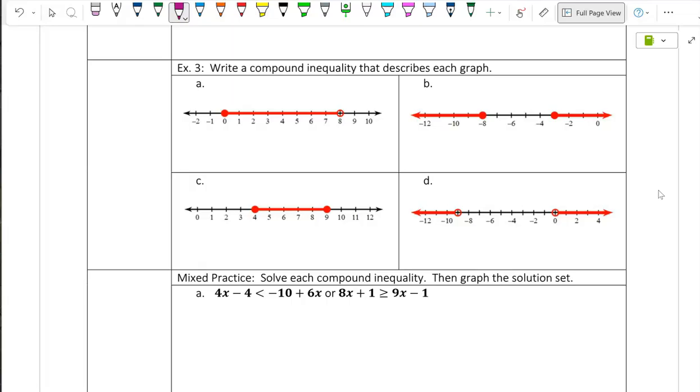So looking at problem A, the way this is graphed, is this an and or an or problem? This is an and. I'll come back to it, we'll write it out. Problem B, is this and or or? Or, they're going away from each other. Problem C, and or.